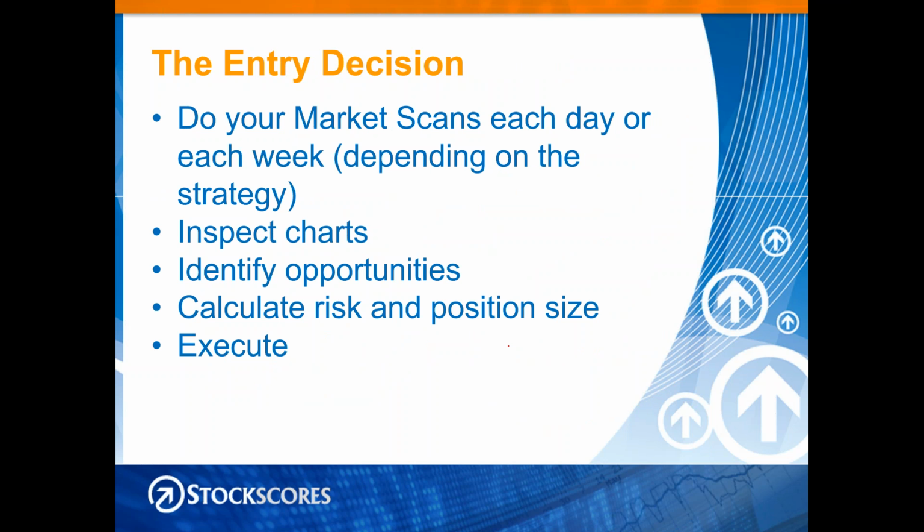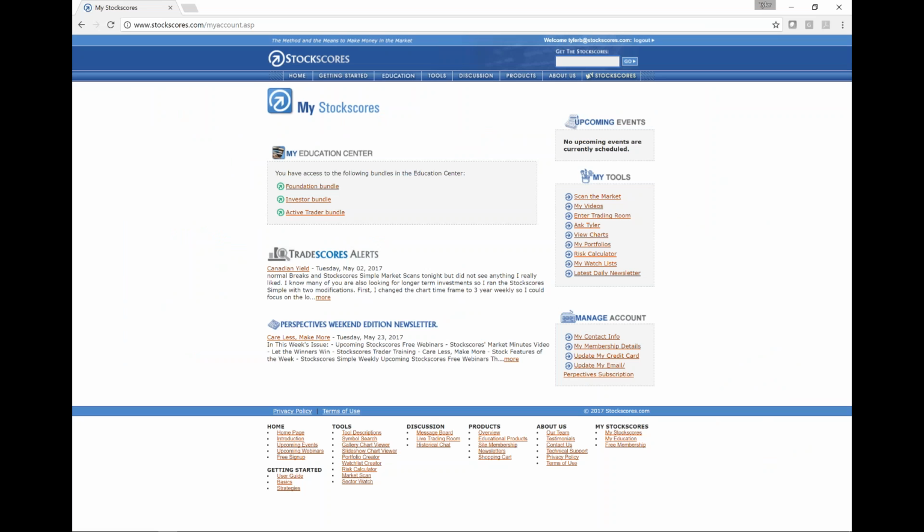So the entry decision. How do you find these things? We're going to do our market scans each day or each week depending on the strategy, inspect the charts, identify opportunities, calculate the risk of the trade, which then determines our position size, and then execute the trade. So let's jump over to Stockscores so I can show you how that works. I'm going to go through this fairly quickly.